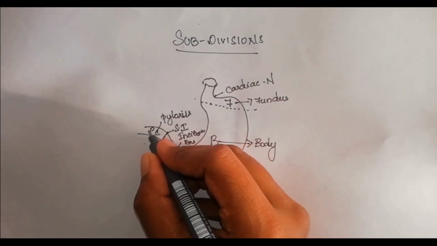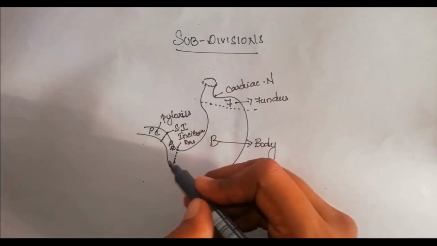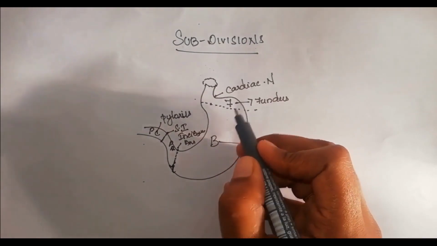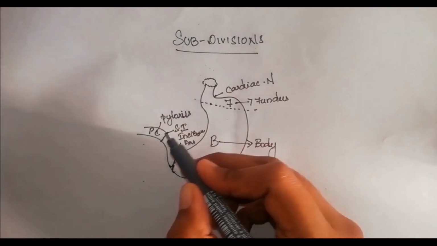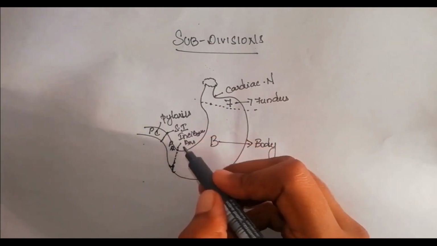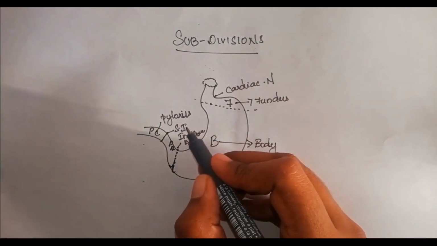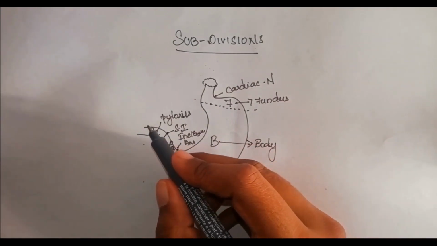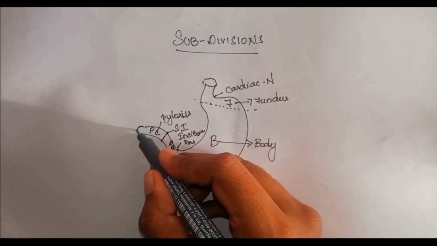So this is how we will divide the stomach region: the above part is the fundus, the middle part is the body between the fundus and pylorus, and distal to the body we have got the pyloric region, which we again divide by means of sulcus intermedius into pyloric antrum and pyloric canal, and here we have got the pyloric orifice in the distal part.